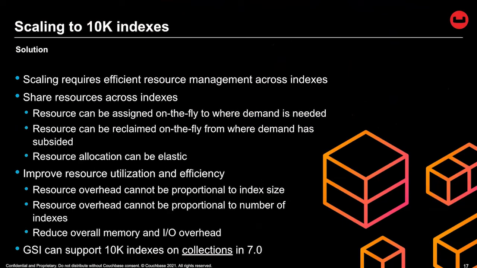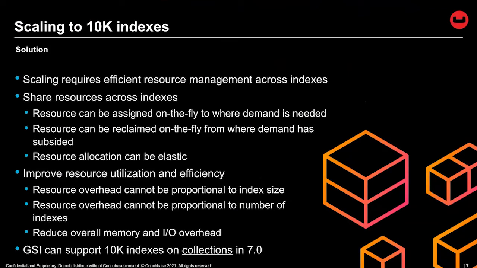To overcome these scaling challenges, Plasma's resource management was made more efficient and now works across indexes. The broad solutions were to share resources across indexes and also to improve utilization and efficiency. With shared resources, the resources are now assigned and reclaimed from indexes on the fly based on demand. The resource allocation is also elastic.